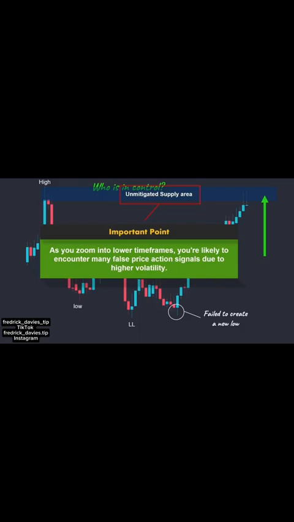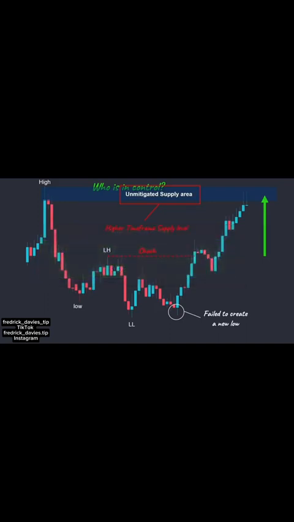An important point to note is that, as you zoom into lower time frames, you're likely to encounter many false price action signals due to higher volatility. That's why it's crucial to base your analysis primarily on the daily and 4-hour time frames. This is also why trading price action setups tend to have higher win rates on the hourly time frame compared to the 1 minute, as lower time frames carry more noise.